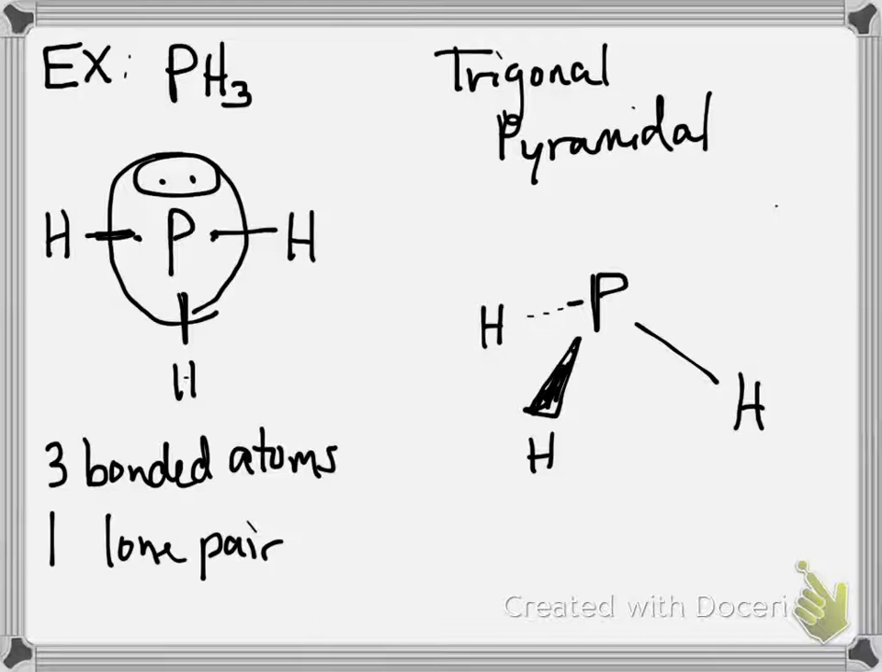Okay, now if you see it with the dots on top of the P still, that's fine too. They do that to show that the lone pair needs space. Okay, in trigonal pyramidal, the bond angles are 107.3 degrees.